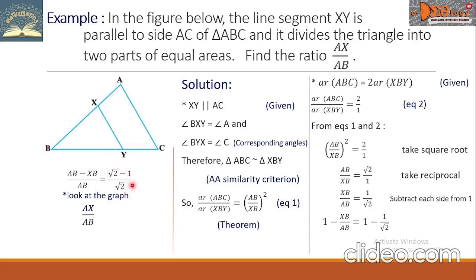We copy the value of the right side. Then let us rationalize the value of the right side. We multiply this by square root of 2 over square root of 2. So it is simplified as 2 minus square root of 2 all over 2. So this is now the ratio of AX over AB. This is our final answer.